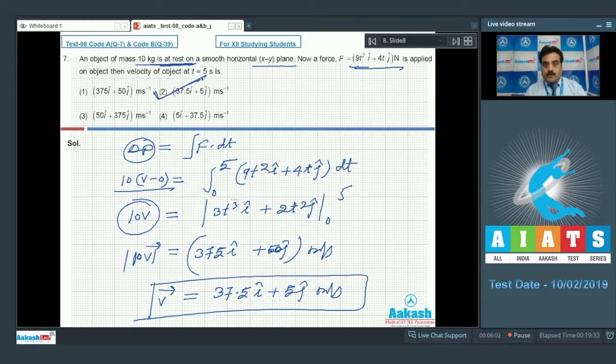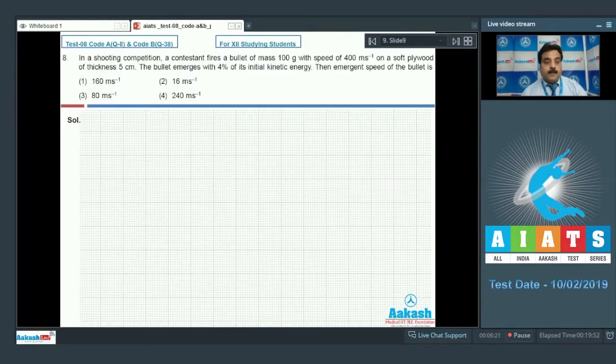So let's move on to question number 8. In question number 8, in a shooting competition, a contestant fires a bullet of mass 100 gram with a speed of 400 meter per second on a soft plywood of thickness 5 centimeter. The bullet emerges with 4% of its initial kinetic energy. Then find the emergent speed of the bullet.